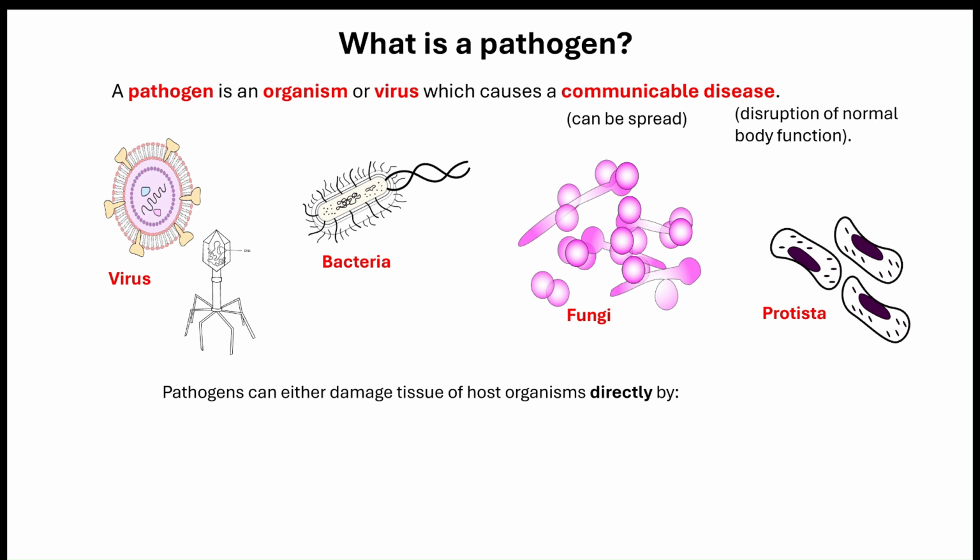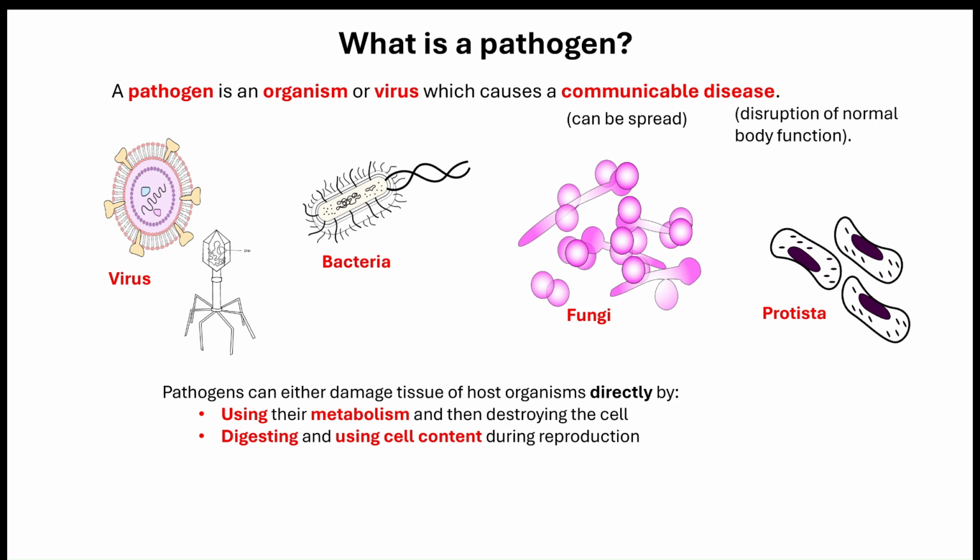Now, these pathogens can either damage your tissue directly by using the metabolism of the cells that they're going to destroy. So if they're going to damage the host organism by using their metabolism, we're talking about hijacking the organelles inside to replicate themselves and then bursting out of the cell. Or it could be that they actually are going to release enzymes that will digest the cells, and then they'll use those cell components to actually utilize the reproduction process for themselves. So this is the direct way in which they can damage tissue.